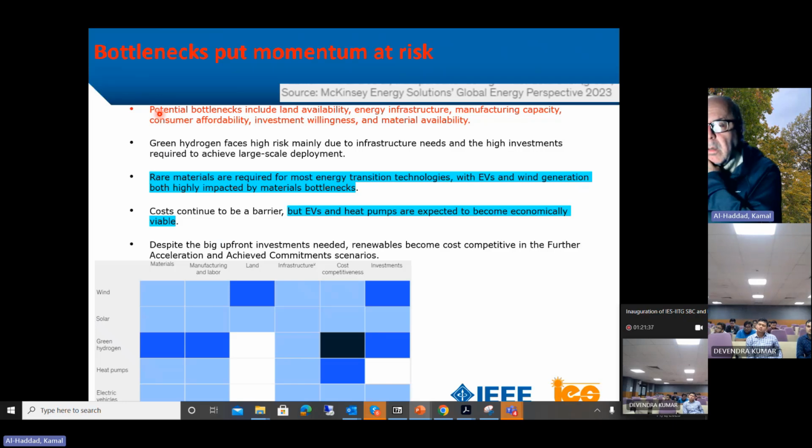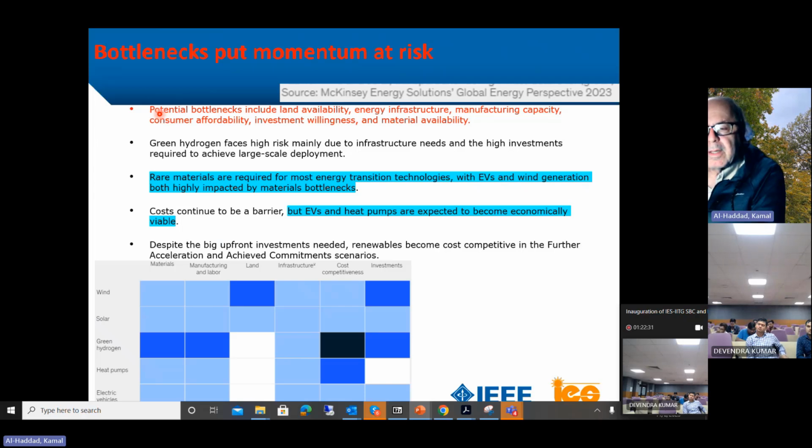What are the bottlenecks in front of us? Though we are spending a lot of money, the road is not clear all the time. We have potential bottlenecks: if we are talking about wind turbines and solar energy, we need land availability. We need new energy infrastructure. We need manufacturing capacity for these big changes in our way of producing and distributing energy and making smart grids, bidirectional grids. Consumer affordability, and whether we have consumer investment willingness, as well as material availability for all those power devices that we are using, where the electrons are flowing through.